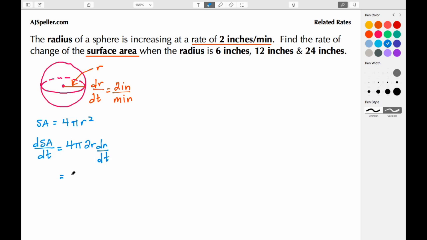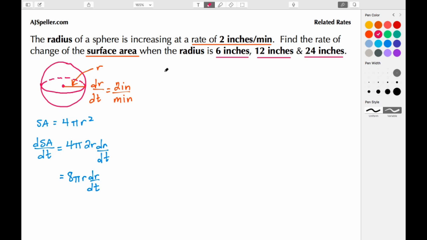Now let's simplify some of this. We have 4 times 2 to give us 8, multiplied by our factor of pi, then the radius, and then the rate at which the radius is changing. So the expression that we're going to use to figure out the change of the surface area over time is 8 times pi times r times the rate at which r is changing. Also notice that we have 3 different snapshots: when the radius is 6 inches, 12 inches, and then 24 inches.